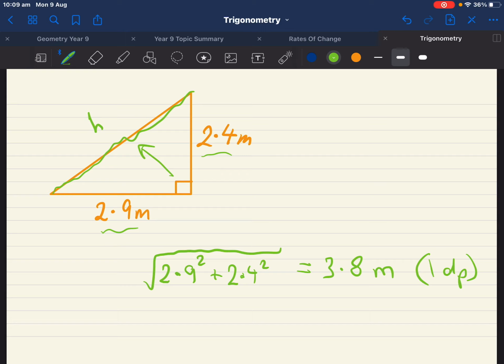All right, so now we've seen it twice. You're trying to find the missing length. It's a hypotenuse. You set up the square root. Make sure you put a plus in the middle and make sure you square both of those numbers. That is how you find the length of a hypotenuse. That's all you need to do.